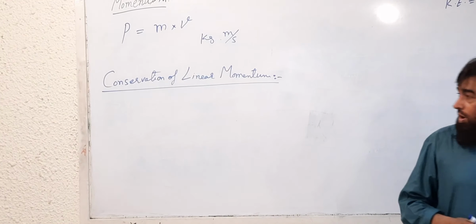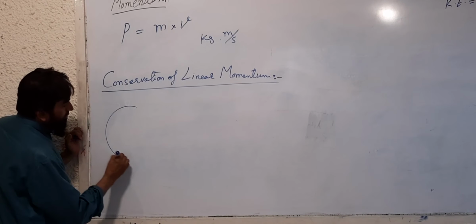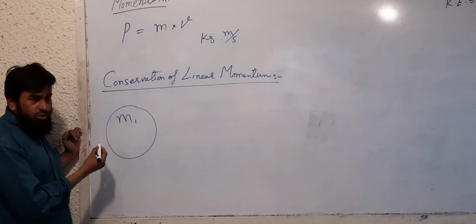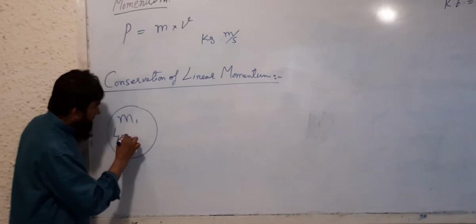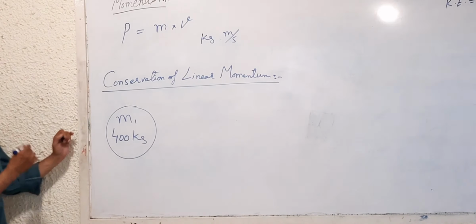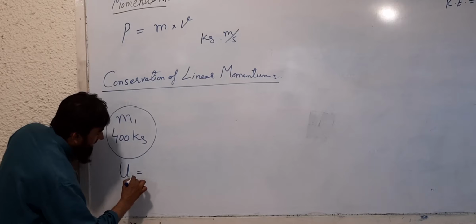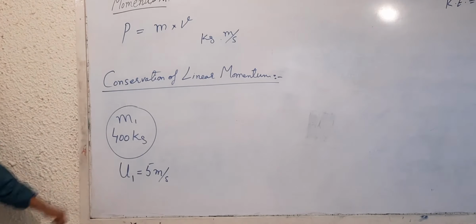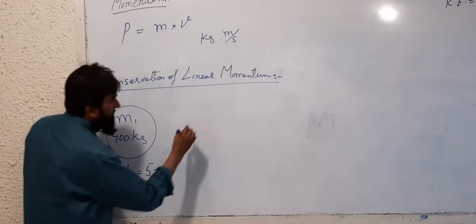Let us consider two bodies. One is body M1, with a mass of, say, 400 kg. Its initial velocity is u1, say 5 meter per second. There is another body.